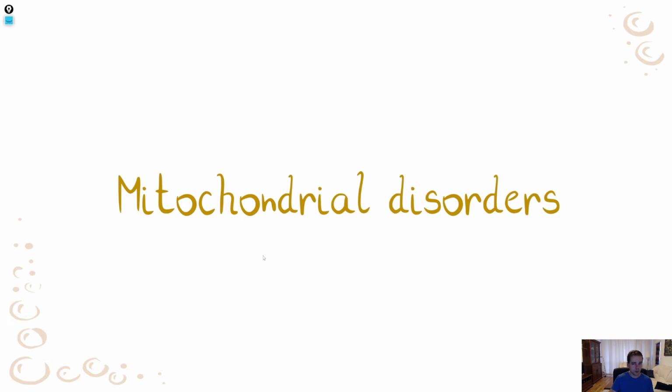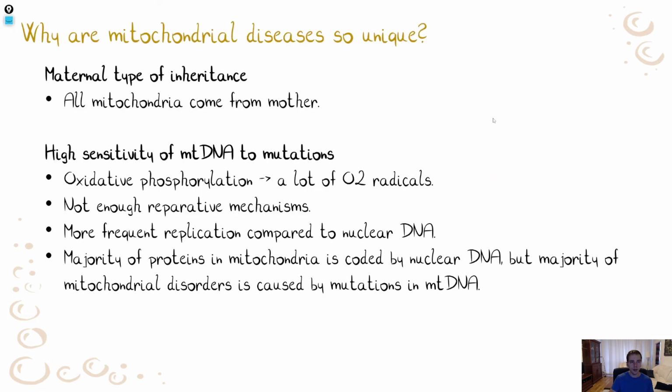Now briefly about mitochondria. Mitochondrial diseases are very unique. Why? Well, first, there is a maternal type of inheritance because all mitochondria come from the mother. And also mitochondrial DNA is very sensitive to mutations. There are multiple reasons. For example, there is oxidative phosphorylation, because there is a cellular respiration in mitochondria. And because of that, a lot of free O2 radicals are exposed, and they are harmful to mitochondrial DNA.